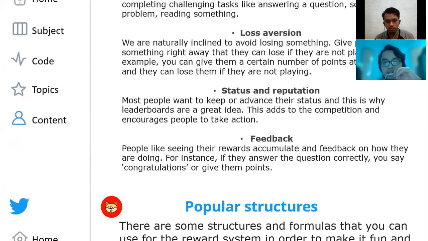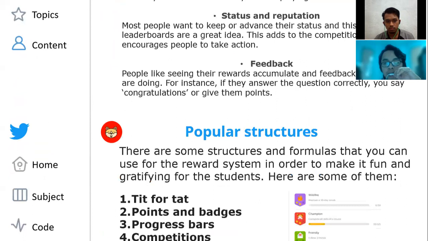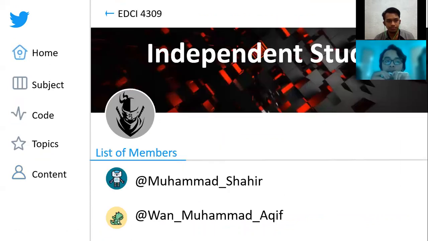There are also several popular structures being used worldwide in gamification for education. There are four: tit for tat, points and badges, progress bar, and competition. For these structures and principles, you can read more at the link given in the slide. I will pass to Shahid.